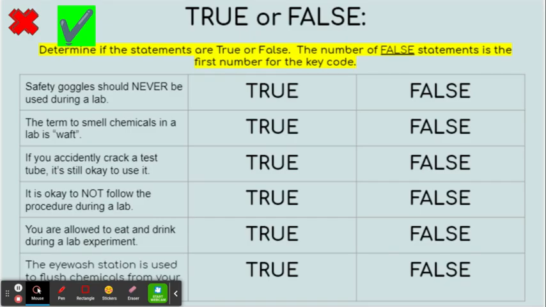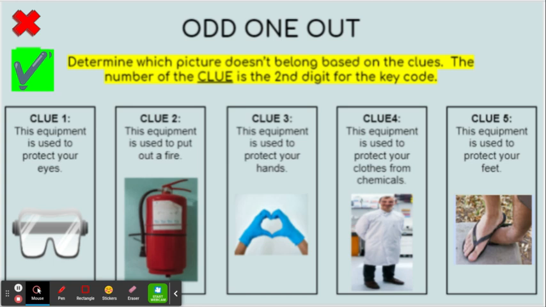So this first one is true and false, this first slide. So it says, determine if the statements are true or false. The number of false statements is the first number of the key code. So for example, if there's 2 that are false, then that first number of your key code is 2. If there's 3 that are false, then the first number is 3. So you have to know those answers, read through, tell me if it's true or false.